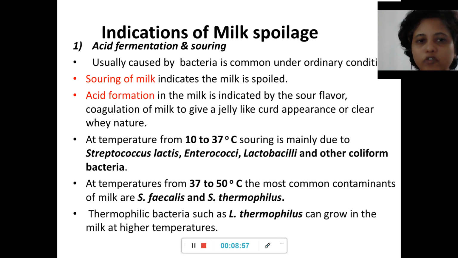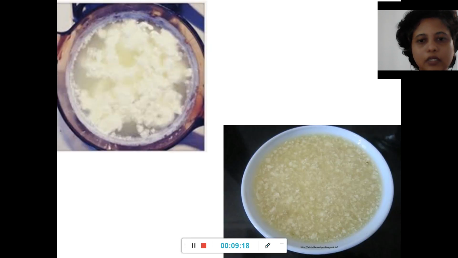So what we have to know is that the curd we have is formed as a result of souring, but souring caused by good bacteria is fine, whereas souring by bad bacteria is not good. So depending upon the temperature at which the milk is kept, the souring agent will also vary. Now this is a picture showing the souring of milk. This is quite familiar to you all.